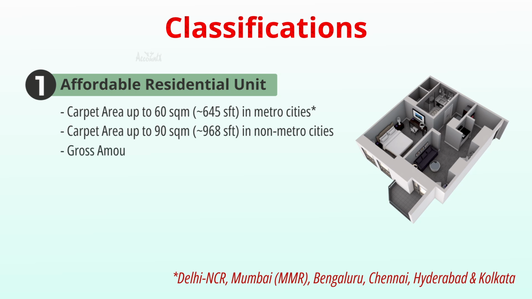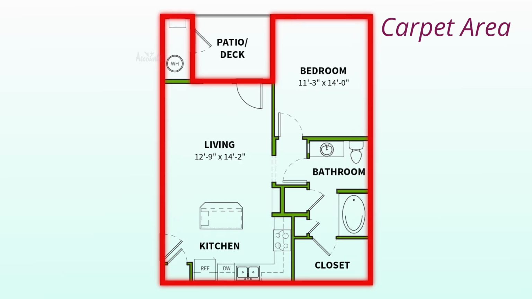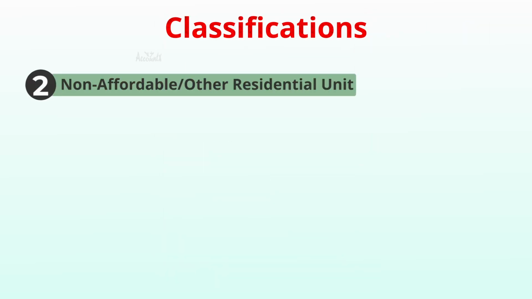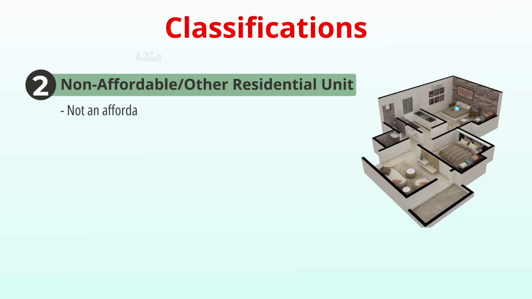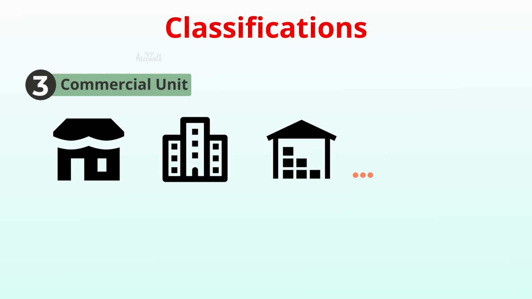And the gross amount charged for the apartment is up to 45 lakh. Now to quickly understand what this carpet area is, it is the actual usable floor space within the apartment excluding external walls, balconies and common areas. 2. Non-affordable or other residential unit. This is any residential unit which is not an affordable residential unit. 3. Commercial unit. This includes shops, offices, godowns and other spaces for business.